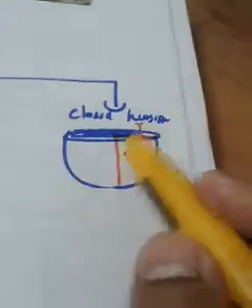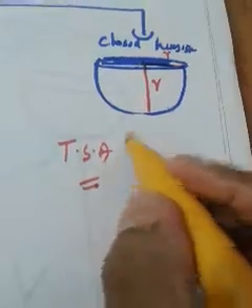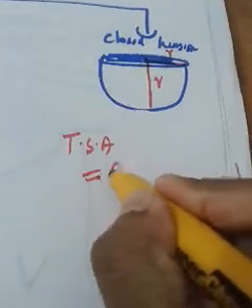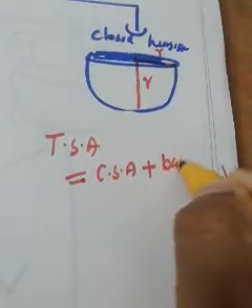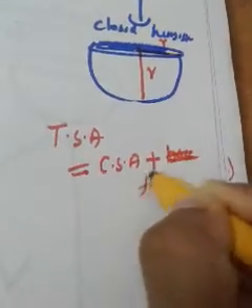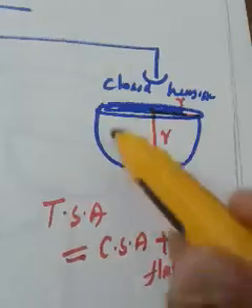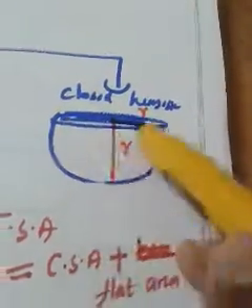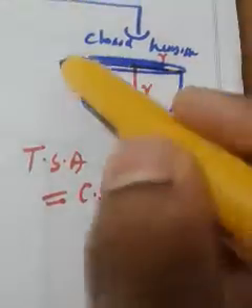But in the case of a closed hemisphere, total surface area will exist. How will we get it? Total surface area of the closed hemisphere is nothing but curved surface area of hemisphere plus base area, or you can write flat area. That means in the case of a closed hemisphere, like half an orange, we can find the total surface area. The curved surface and the flat part will be there. Total surface area of the closed hemisphere is nothing but curved surface area plus flat surface area.